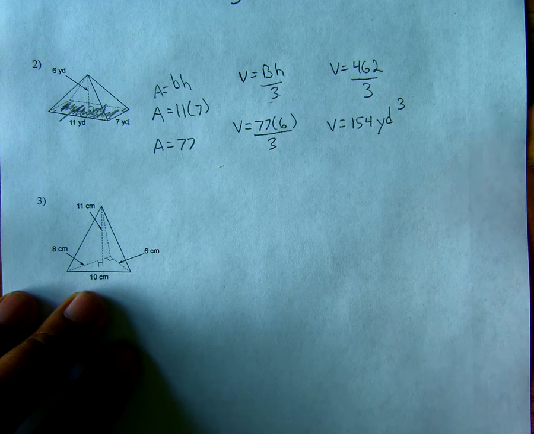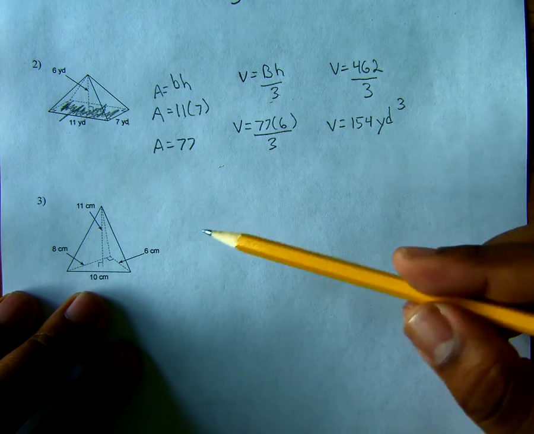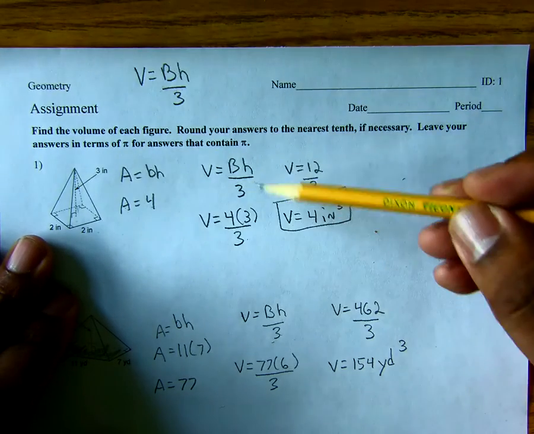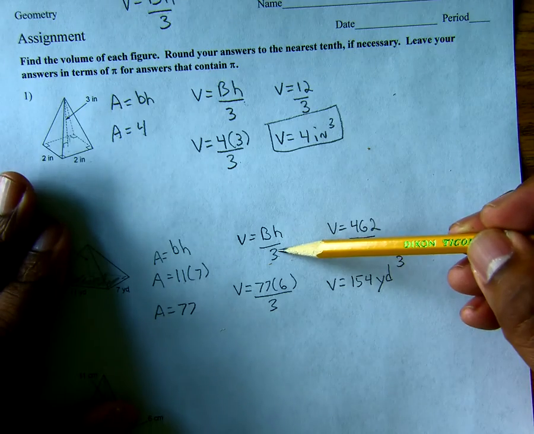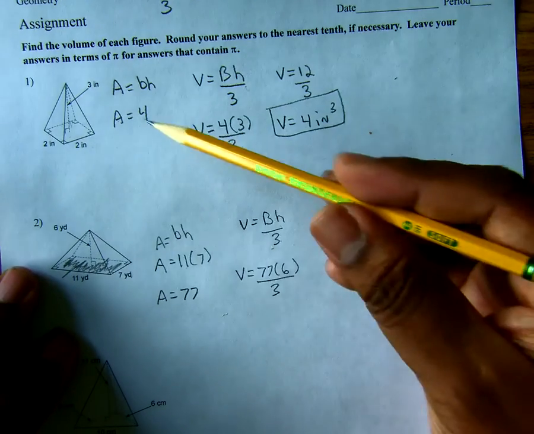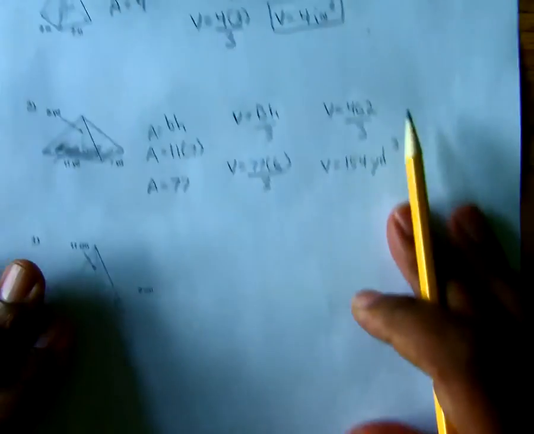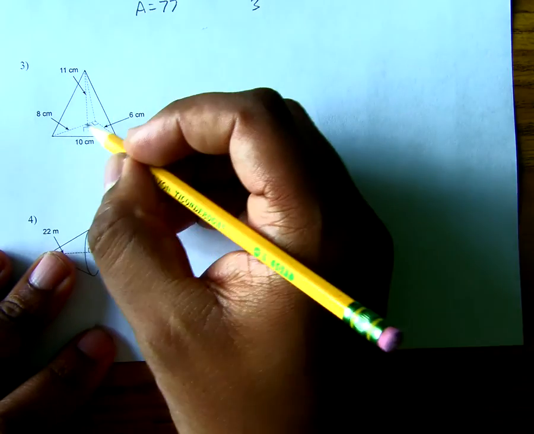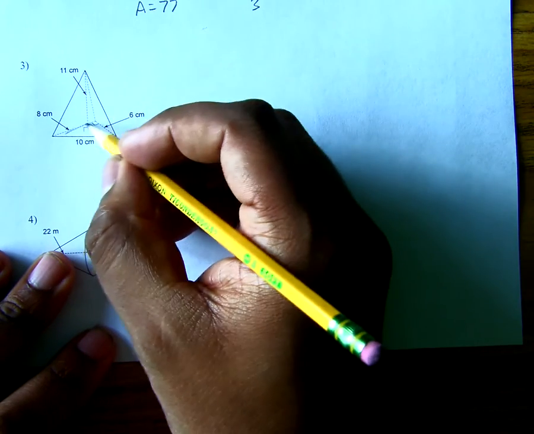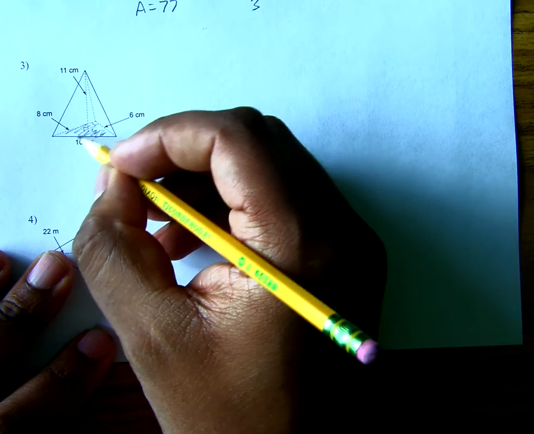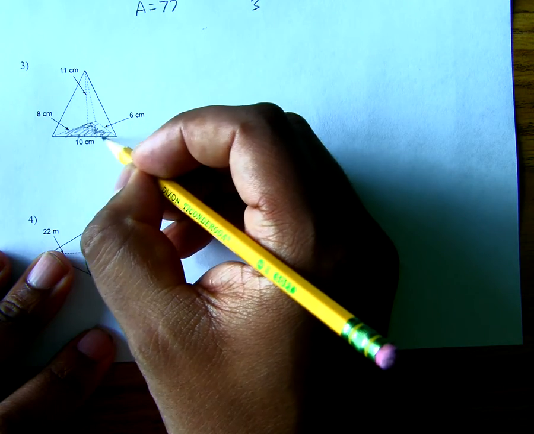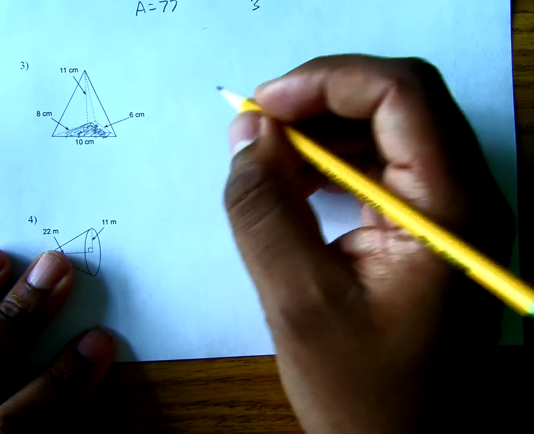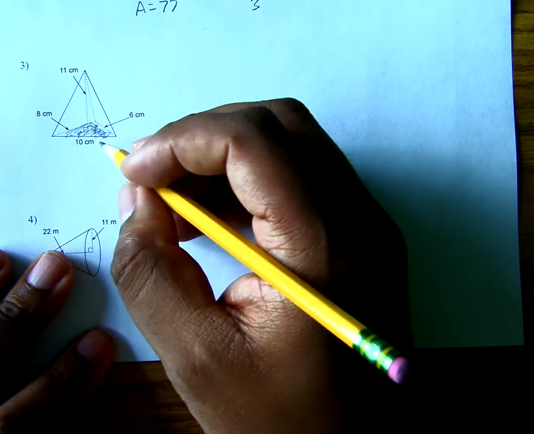Okay, and as long as you're dealing with a cone or a pyramid, this formula here will stay the same. But the formula that could change is the area, depending on what type of shape you're dealing with. So in this case here, we've got a triangle. It is this part here. And in our triangle, we want to make sure that we use the base and the height.